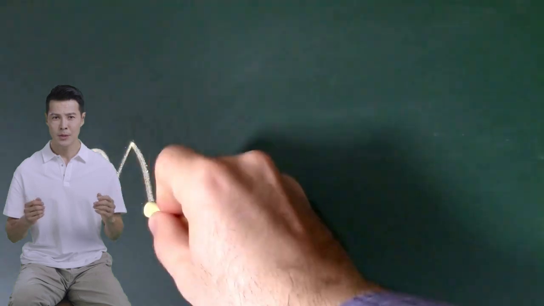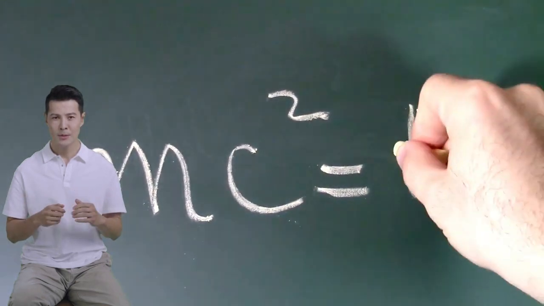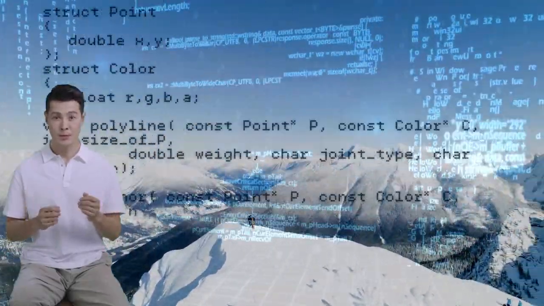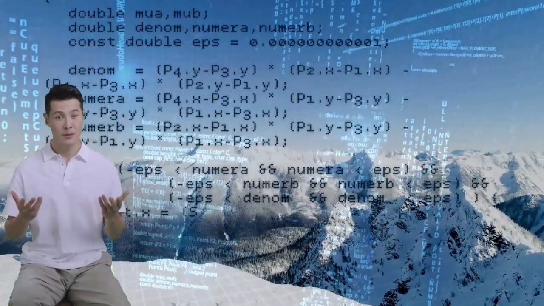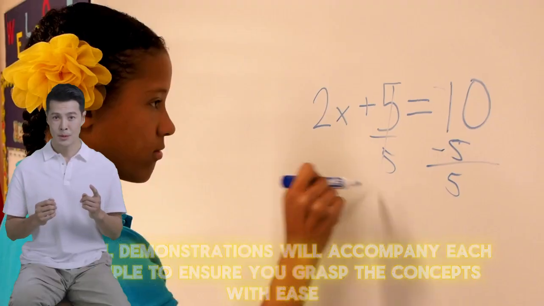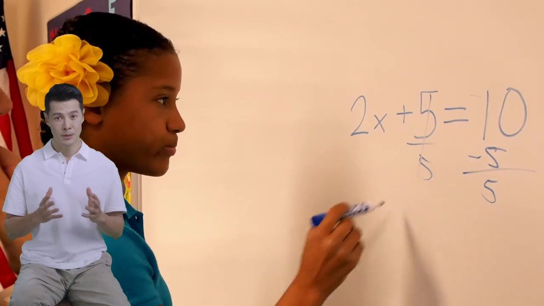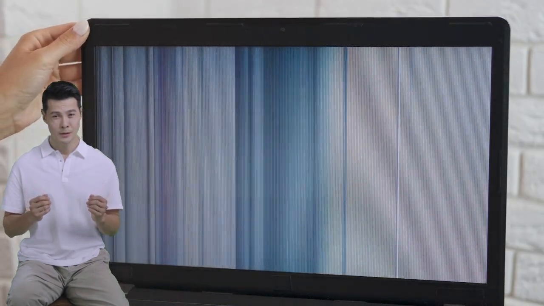Next, I'll guide you through step-by-step examples of solving quadratic sequences. We'll cover methods such as finding the nth term formula, identifying common differences, and using graphical representations for clarity. Visual demonstrations will accompany each example to ensure you grasp the concepts with ease. Clear visuals and proper explanations are essential for effective learning.